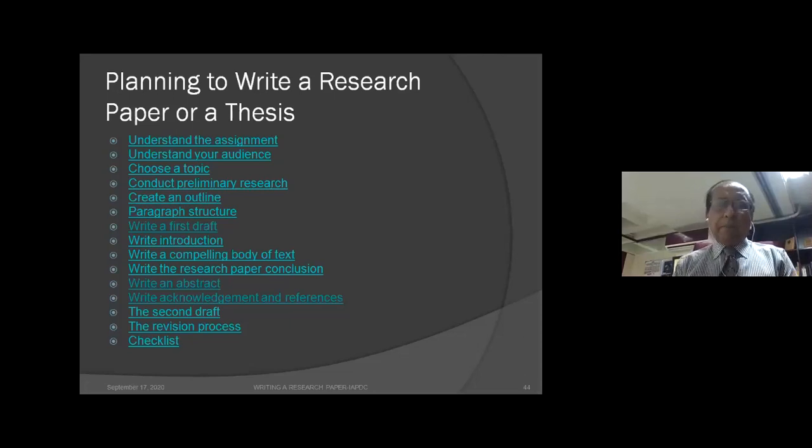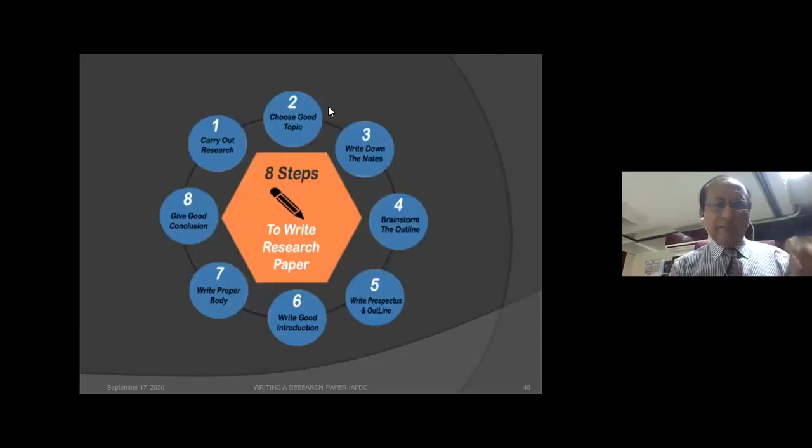Look, in another way, very interesting, 8 steps of writing a paper. It says you carry out research, or if you have some data, then on the basis of that research, you find out that this could be the best topic that I can do. Write down some notes which you may require on some aspects. Brainstorm the outline, that is the contents. Write prospectus and outline. Write it down. Start now writing the introduction, body of the paper, the discussion of the results and conclusion, and maybe some recommendations.